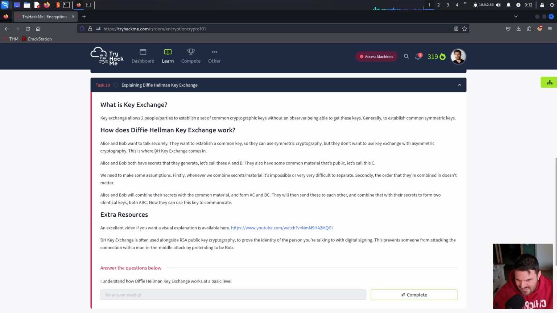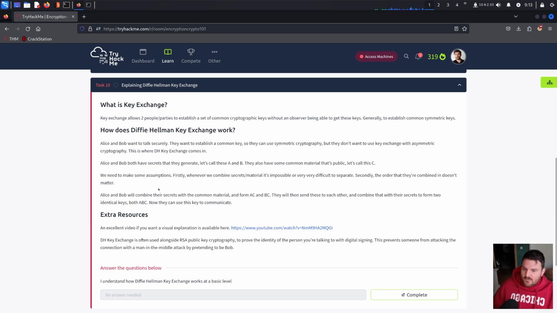So this DH key exchange comes in when two parties want to talk with each other and want to establish a connection, so they can use symmetric cryptography, but they don't want to exchange the keys with asymmetric cryptography.